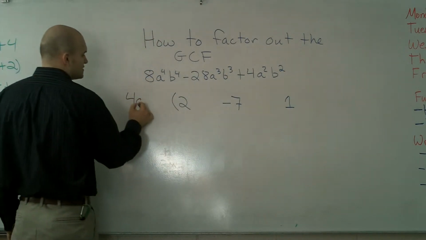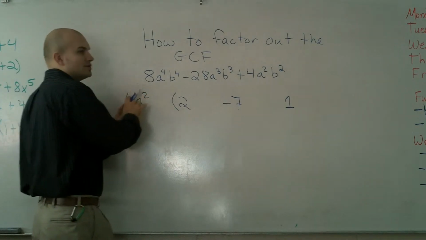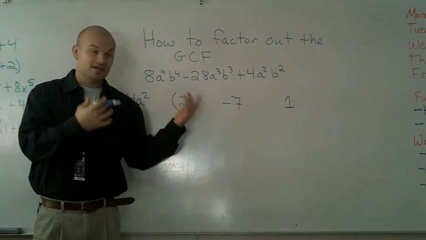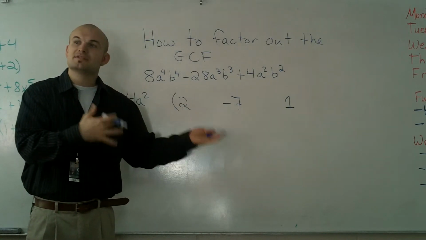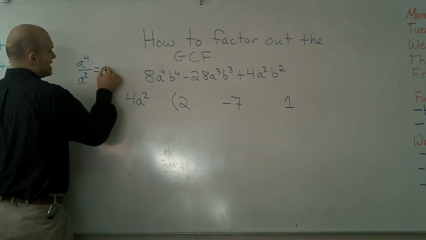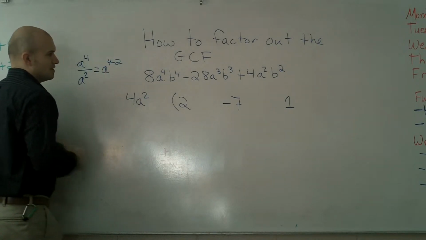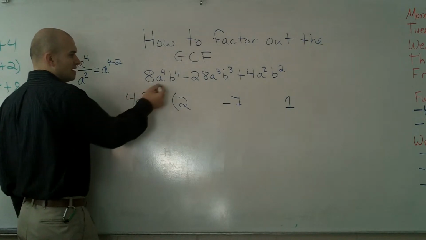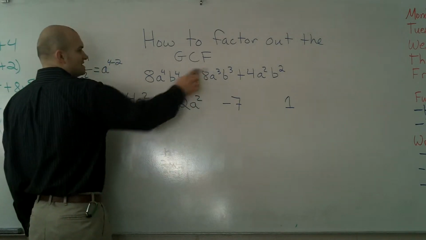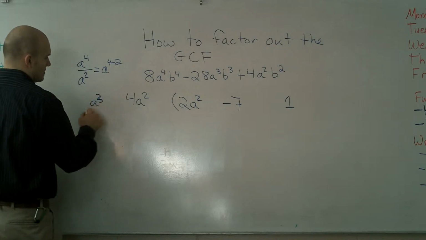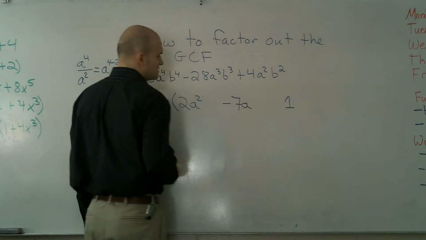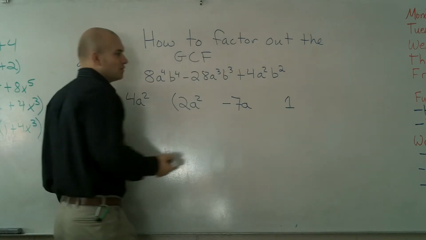So as I pull out an a squared, I need to divide, because when you multiply a variable with an exponent times another variable with an exponent, as they're the same variable, you add the exponents. So now when I take them out, I'm going to have to divide the exponents. So let's do a to the 4th divided by a squared, that equals a to the 4 minus 2. If I take out an a squared from a to the 4th, I'm left with a squared. If I take a cubed divided by a squared, I'm left with a to the 3 minus 2, which is a to the first power, which is a. And if I take out an a squared from a squared, I'm left with another 1.